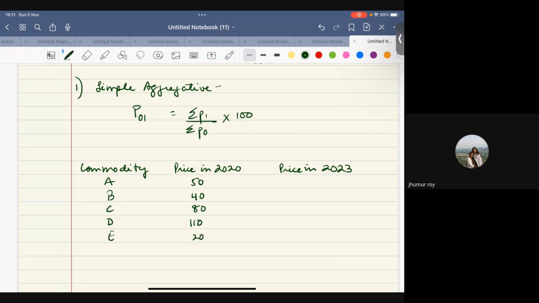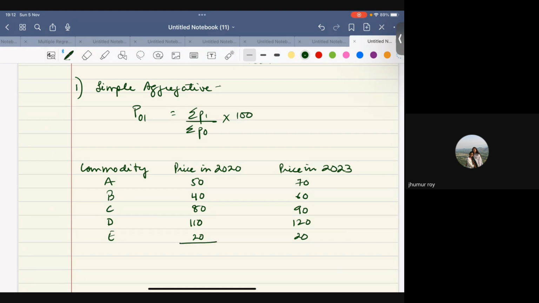And similarly, price of A was 70, 60, 90, 120, and 20. So if you just look into it, you'll find that some things have increased quite a lot, other things have increased little. For example, for commodity A there's a 20 rupees increase, but for C there is only a 10 rupees increase. E, there is no change. So there can be differences in different quantities. Some might be a huge change, some might not be a major change.